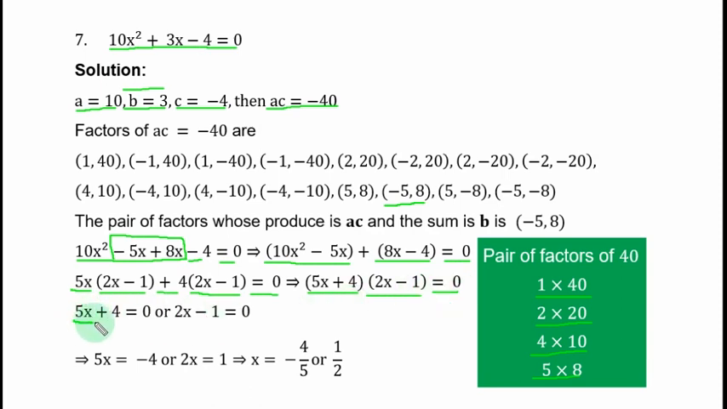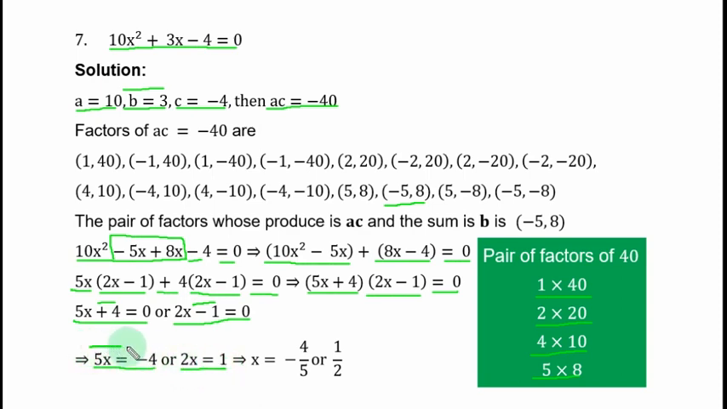So you have 5s plus 4 equal to 0, or 2s minus 1 equal to 0. When you transfer the constant term plus 4 to the right hand side, you have 5s equal to minus 4. When you transfer minus 1 to the right hand side, you have 2s equal to 1. So you divide both sides.